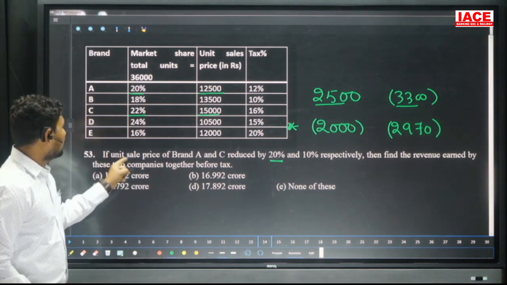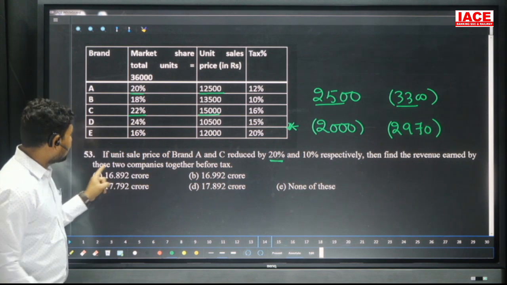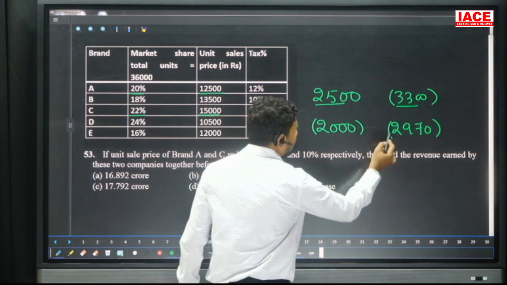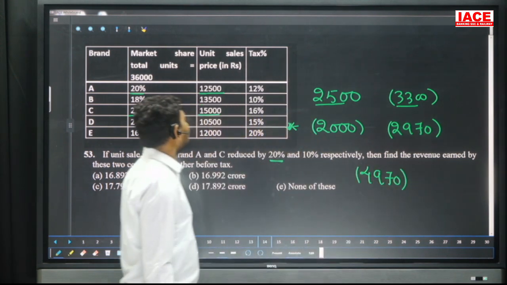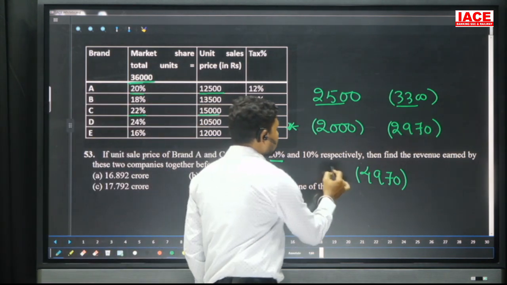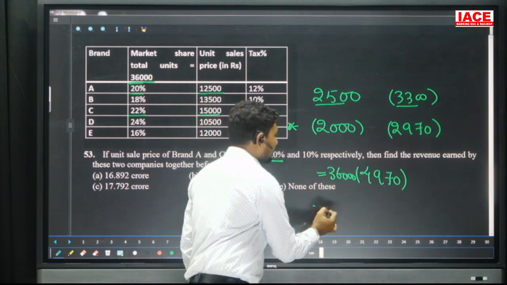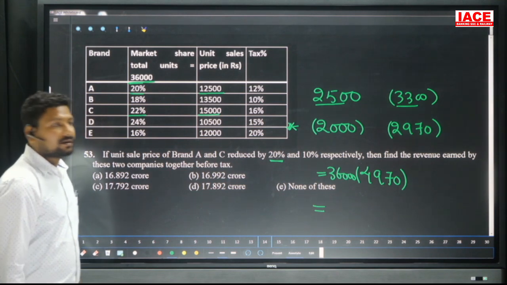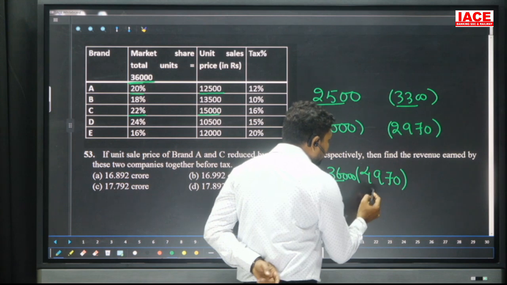Now here, if unit price of brand A and C reduced, then find the revenue earned by these two companies. Total value is required. Total value means what we can write here? 4970. Here how many units are sold out? 36, 36000. This we are going to multiply to get an answer. 36,000 into 4970.